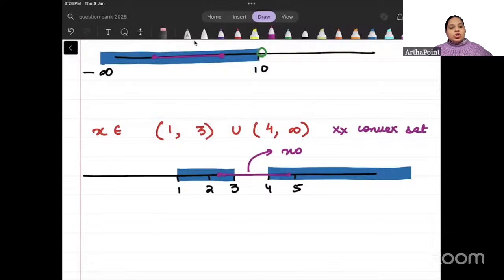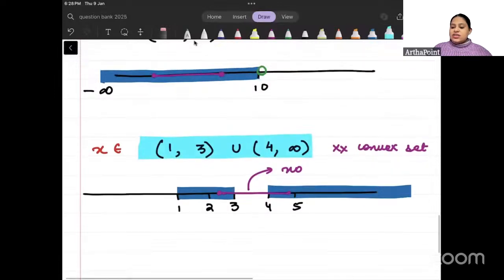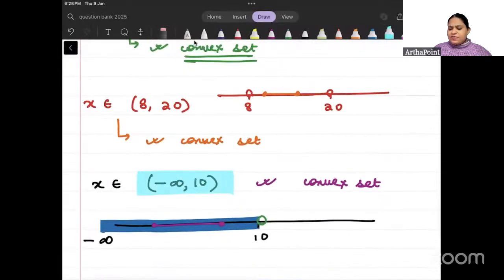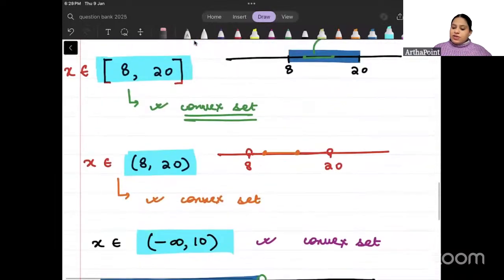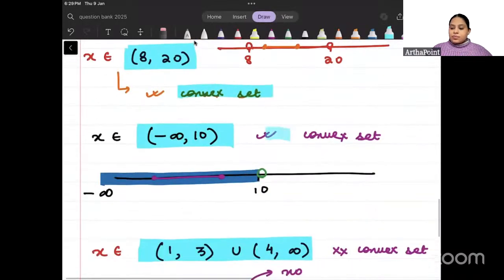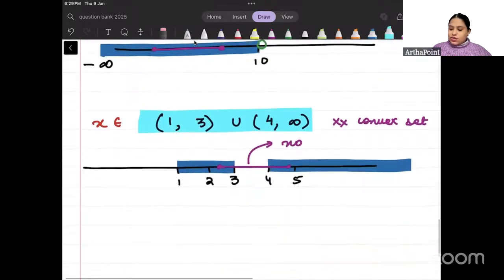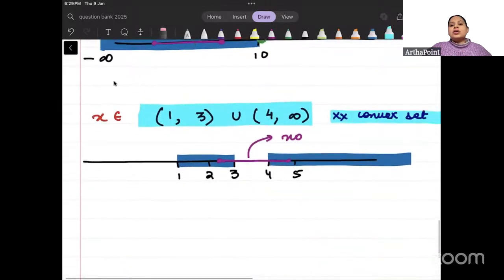Right? So when we talk about something being a convex set or not being a convex set in a single variable, we look at the domains and try to understand whether these domains are continuous or not. If these domains are continuous, there is no breakage, we will say that these are convex sets. And if there is a breakage, then we will say that it is not a convex set.